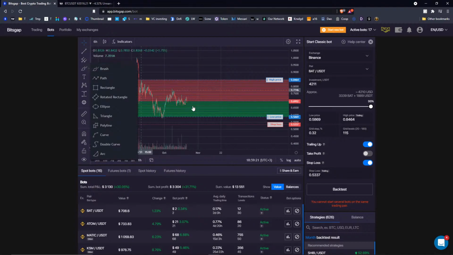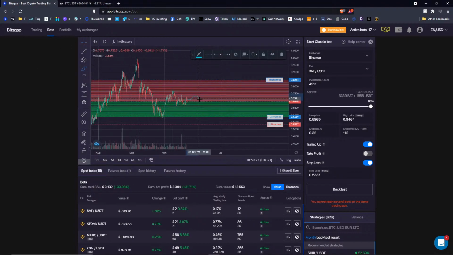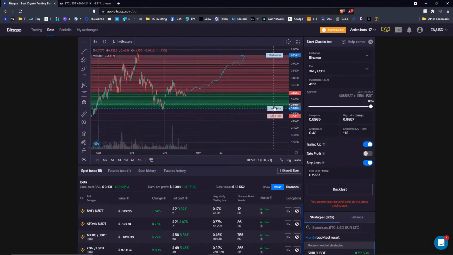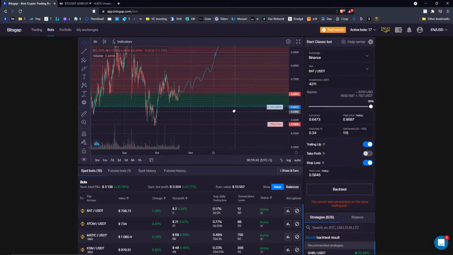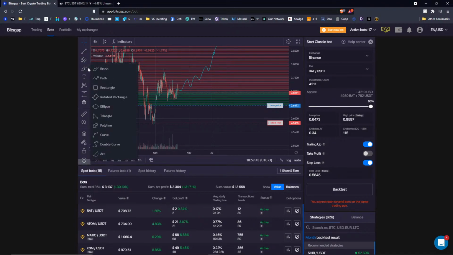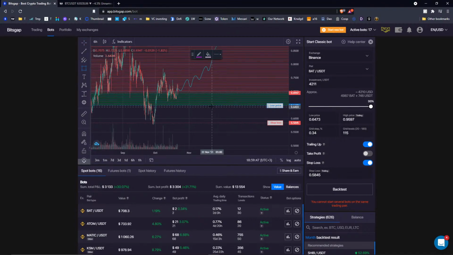So whenever the price reaches a higher price over here and goes higher, with the trailing up, you know that your trading range will follow it. And not only will the trading range follow the market rally, but the stop loss is going to follow it as well. And the way it's going to follow it is by always maintaining this distance from the lower price.